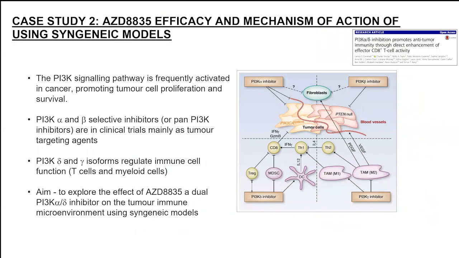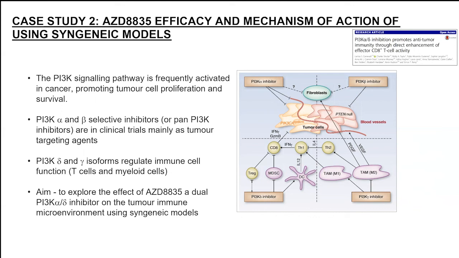Okay, so the next case study is looking at AZD8835, efficacy and mechanism of action, and this is using syngeneic models, which I mentioned earlier. So this pathway is frequently activated in cancer and promotes tumour cell proliferation and survival. And there are many inhibitors in clinical trials, mainly as tumour targeting agents. 8835 was developed to treat solid tumours with activating mutations in the PI3 kinase pathway. And really the impact on tumour microenvironment and anti-tumour immunity wasn't really clear.